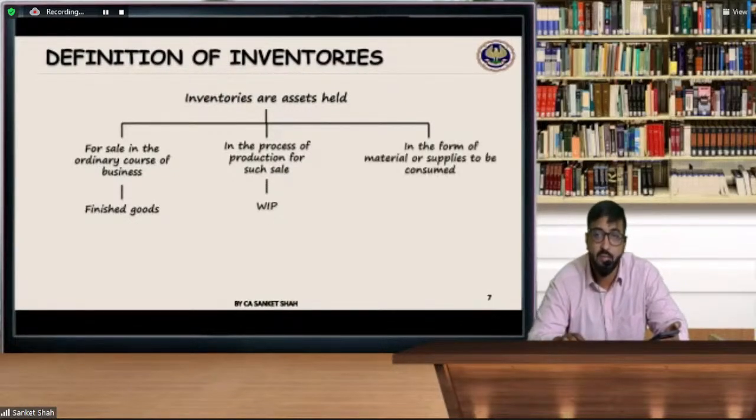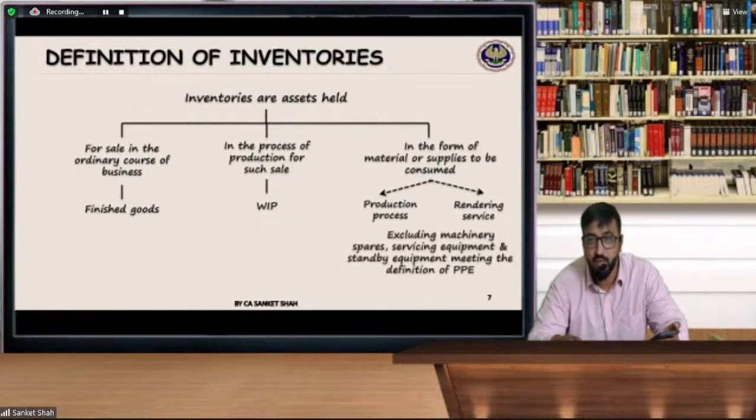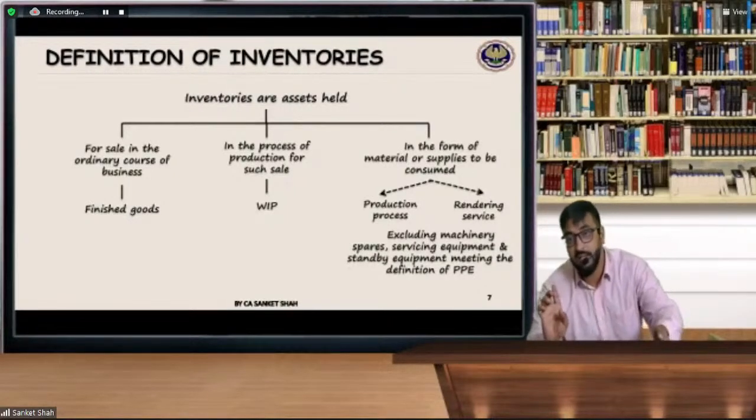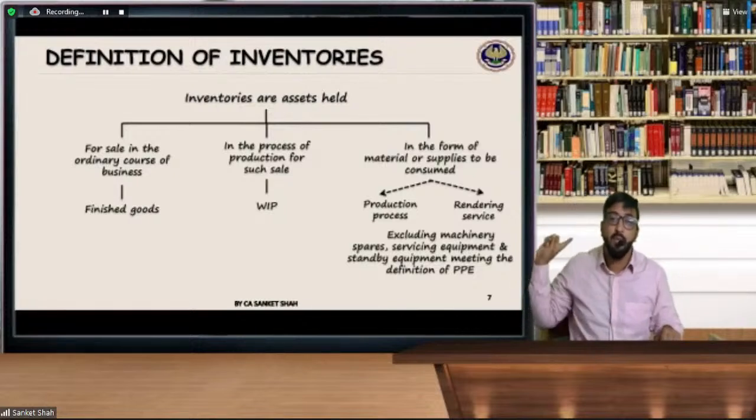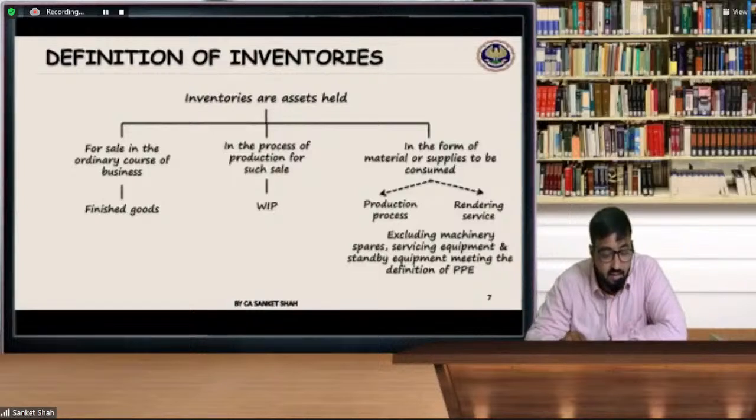And what is the third one? In the form of materials or supplies to be consumed in the production process or in the rendering of services. That means raw material. Excluding machinery spares. Remember, machinery spares, service equipment and standby equipment which meet the definition of PPE, property, plant and equipment, will be covered in accounting standard 10. So beta, please ignore this part. If machinery spares or servicing equipment are needed, they are covered under accounting for fixed assets, that is property, plant and equipment.